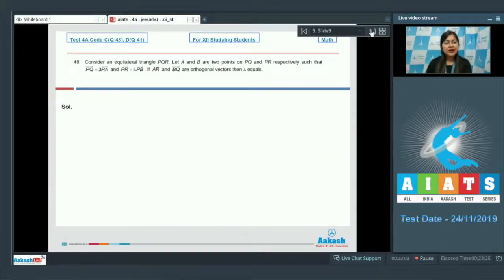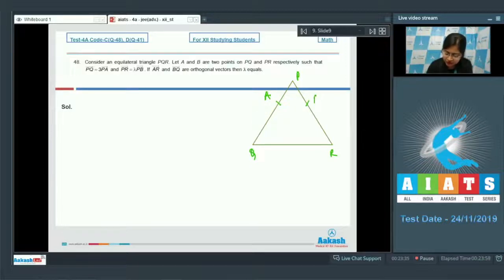Next is question number 48, which says: consider an equilateral triangle PQR. Let A and B be 2 points on PQ and PR respectively, such that PQ vector is equal to 3 times PA vector and PR vector is equal to lambda times PB vector. If AR vector and BQ vector are orthogonal vectors, then we have to find lambda. Let us say this is our equilateral triangle PQR and A and B are points on it such that the conditions are given to us.